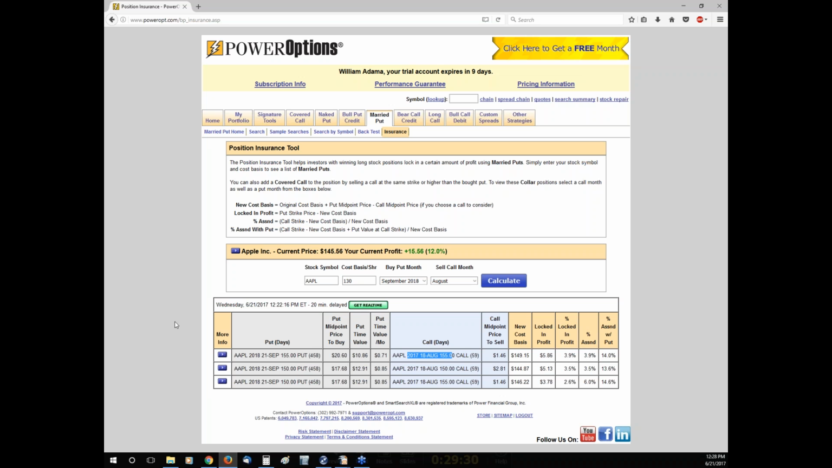So one stock at a time. For protected positions under collar or married put, we'll use the search by symbol. If you have an unrealized gain, you can use the insurance tool to see how it's locked in.